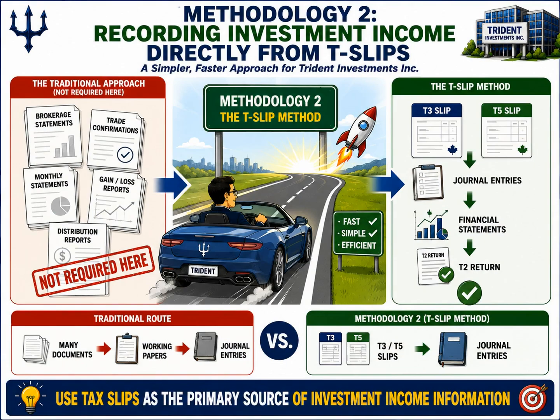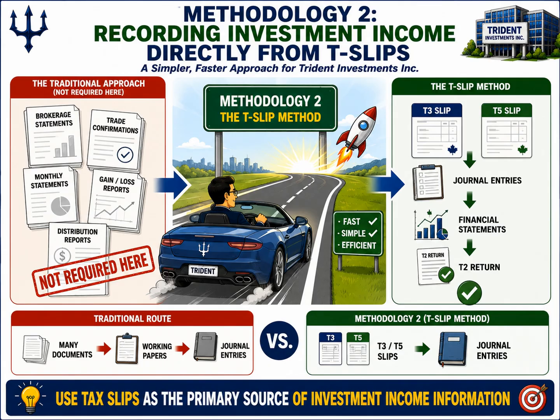In the previous sections, we learned how investment activity can be tracked through brokerage statements, transaction reports, working papers, and supporting documentation. While that detailed approach provides excellent support and analysis, it is not always necessary. This slide introduces an alternative approach known as Methodology 2, recording investment income directly from T-slips.